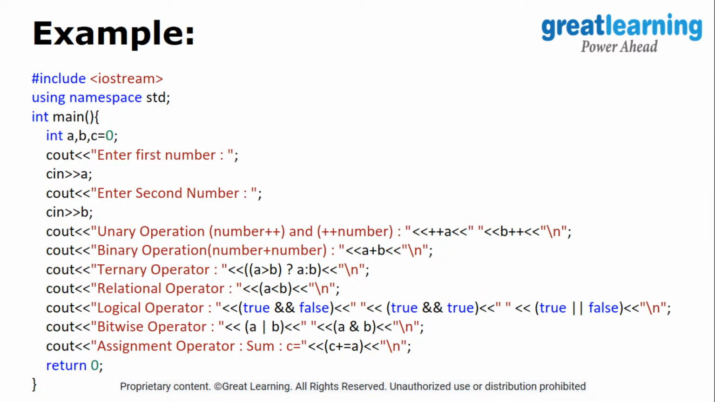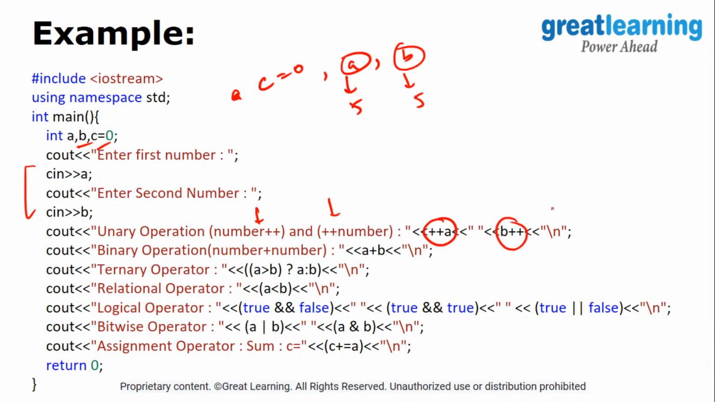Now let's see the program and what the output will be. So you have A, B, C, and C is equal to 0. A and B are not initialized. Then it says enter the value, and I entered 5, and these are integers, so I entered 5 again. So this thing is done. Then you're doing the unary operator, plus plus A and B plus plus. What will be the output here, guys? Quickly. If A has 5 and B also has 5, what will be the output?